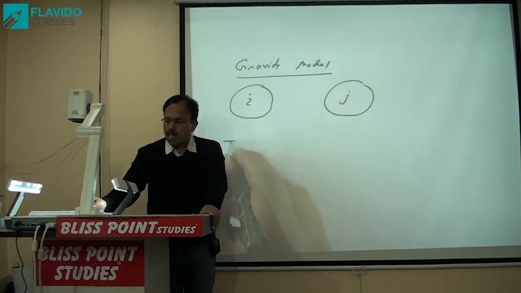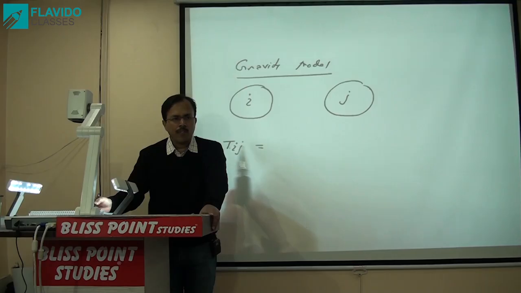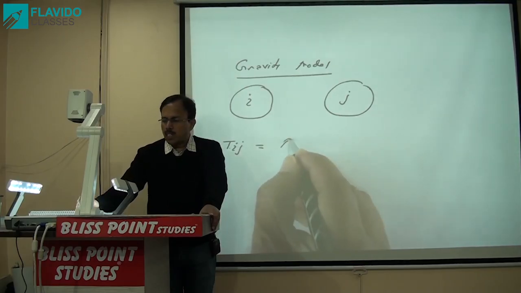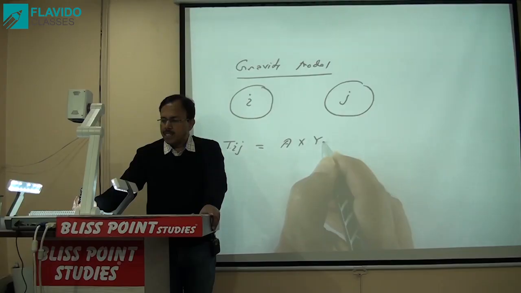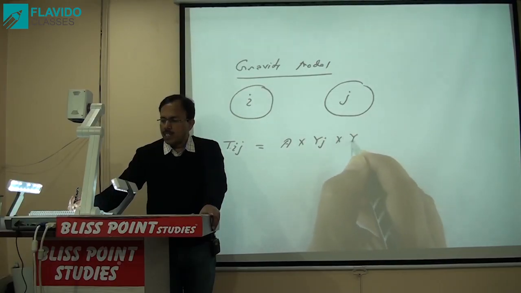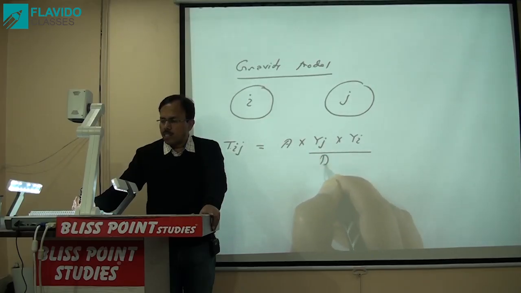So it simply says that the value of trade between country I and country J is equal to A, a constant term, times the GDP of country J and the GDP of country I, divided by the distance between country J and country I.